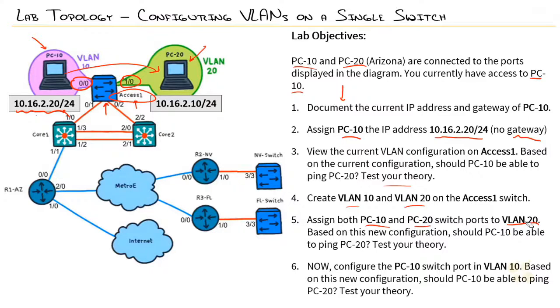Now, once you do that, question will be, do you think they'll be able to ping each other right now? Why don't you try it? Test it out. Finally, configure the PC10 switch port, which is this guy right here, to be in VLAN 10. And then based on that new configuration, do you think they would be able to ping each other? Test your theory.